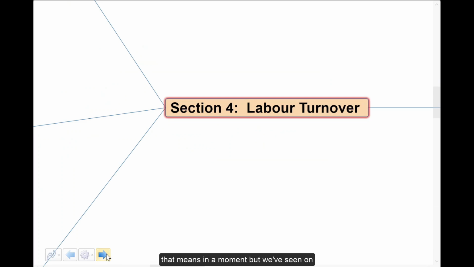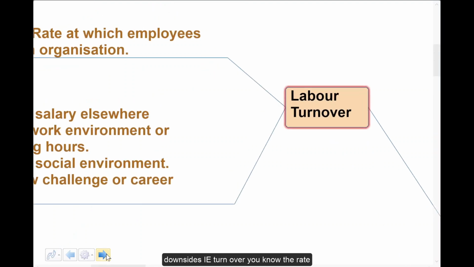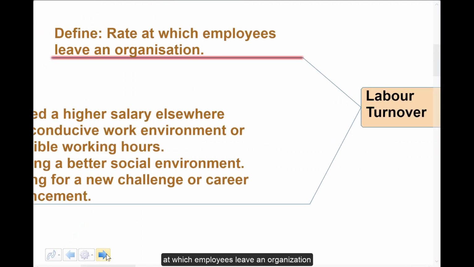I'll explain what that means in a moment, but we've seen on the other side, we've talked about different types of labor, indirect, direct. We've talked about possible ways to pay, maybe time, maybe piecework, incentive-based, etc. But what about downsides, i.e. turnover? The rate at which employees leave an organization.